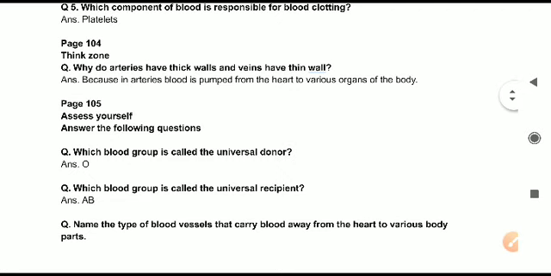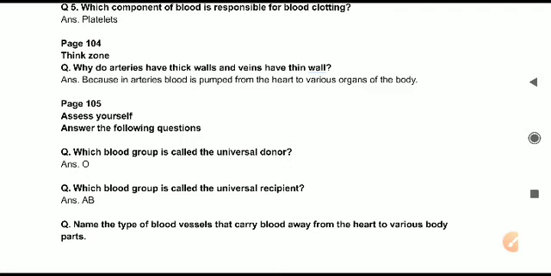Page 104, the thinking zone is given. Question: why do arteries have thick walls and veins have thin walls? The answer is, in the arteries the blood is pumped from the heart, so that is why they have thick walls. They need more pressure to carry the blood from the heart to the various body organs.